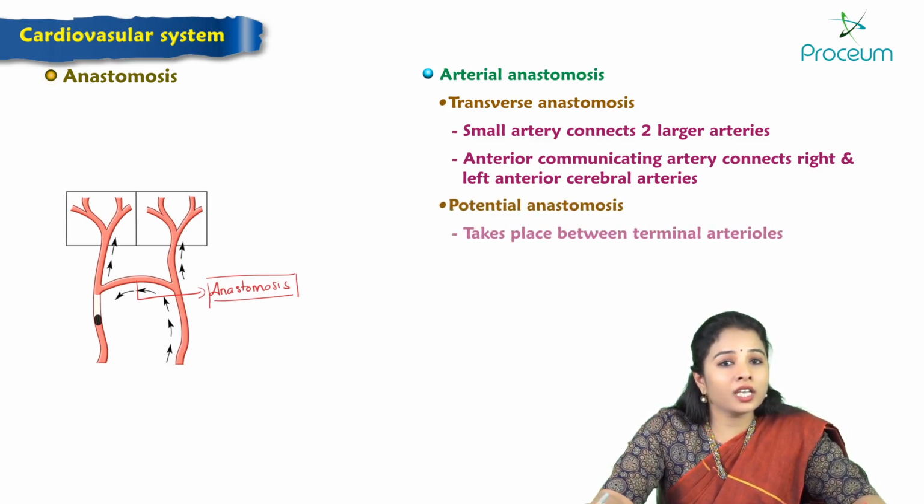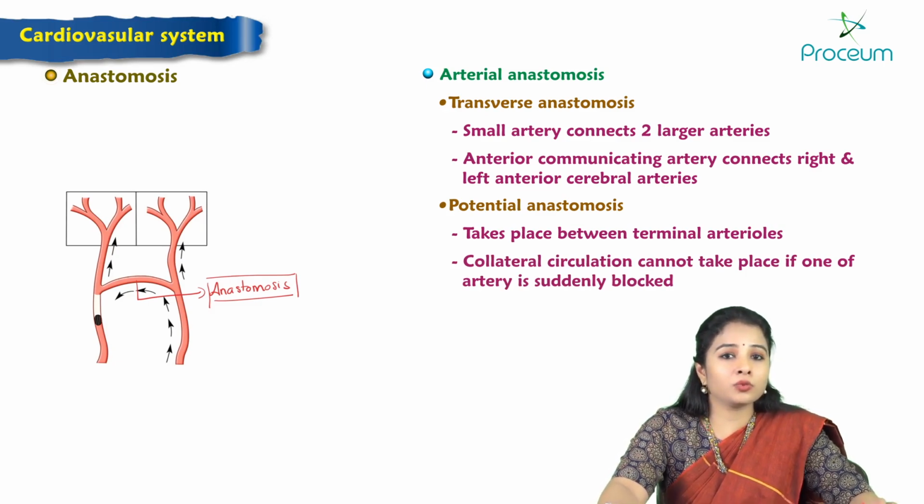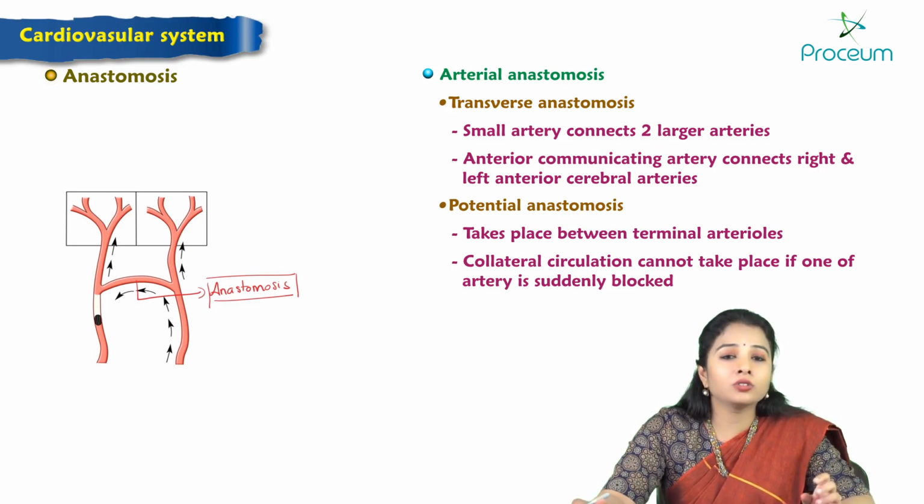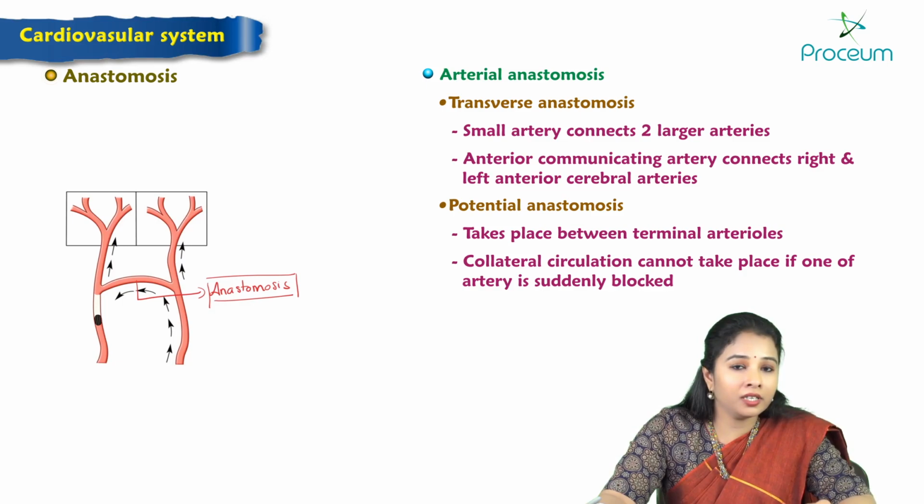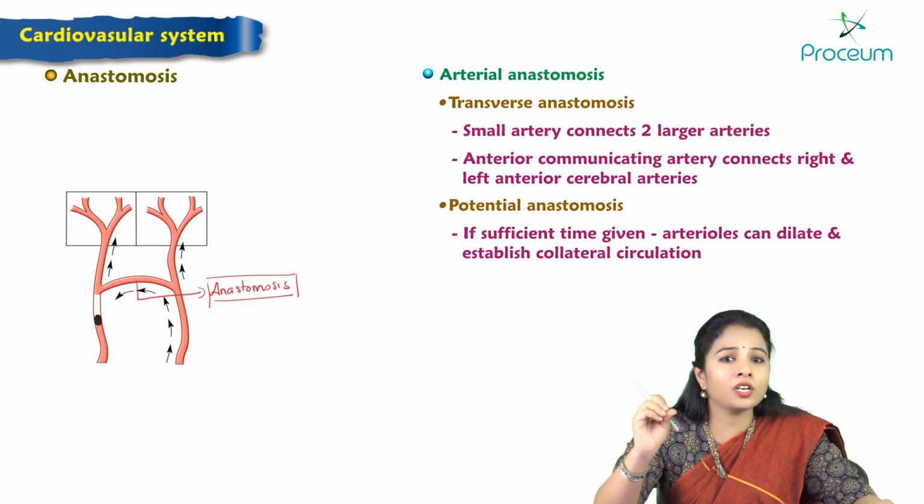Potential anastomosis takes place between the terminal arterioles. In such a type of anastomosis, collateral circulation cannot take place if one of the arteries is suddenly blocked. They do have communication, but those communications are quite thin normally. So if there is a sudden blockage, it cannot take up collateral circulation immediately. But if the blocking of an artery is slower, the arterioles can dilate and establish a collateral circulation.